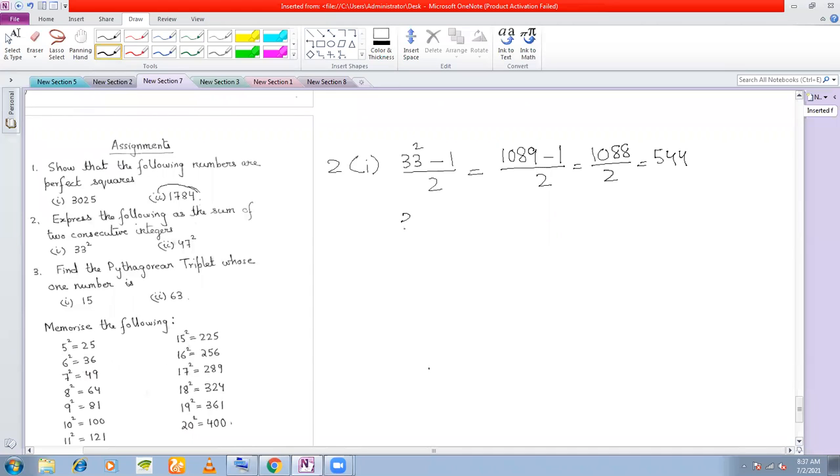And also 33 squared plus 1 divided by 2. How much do I get? 1089 plus 1 is 1090, divided by 2, which is 545. So therefore 33 squared.